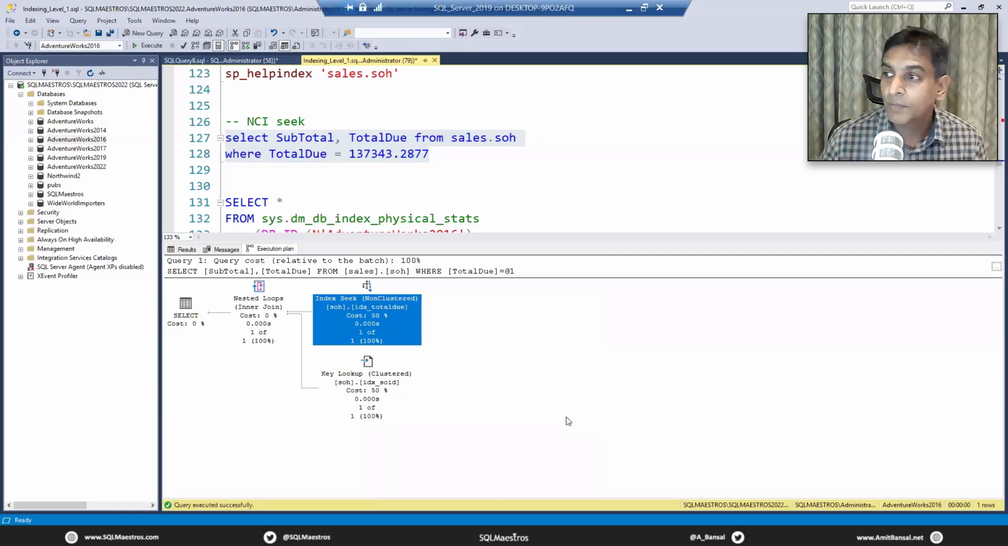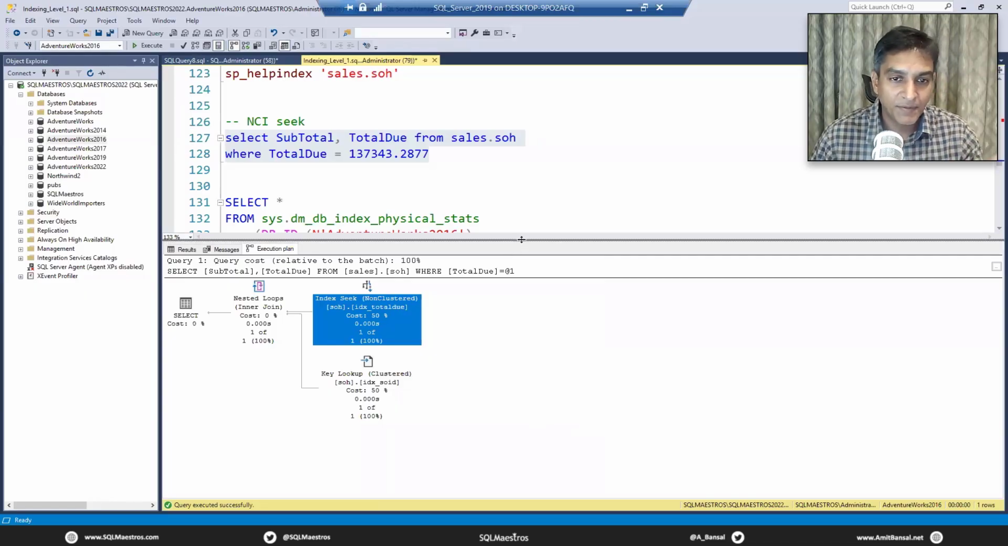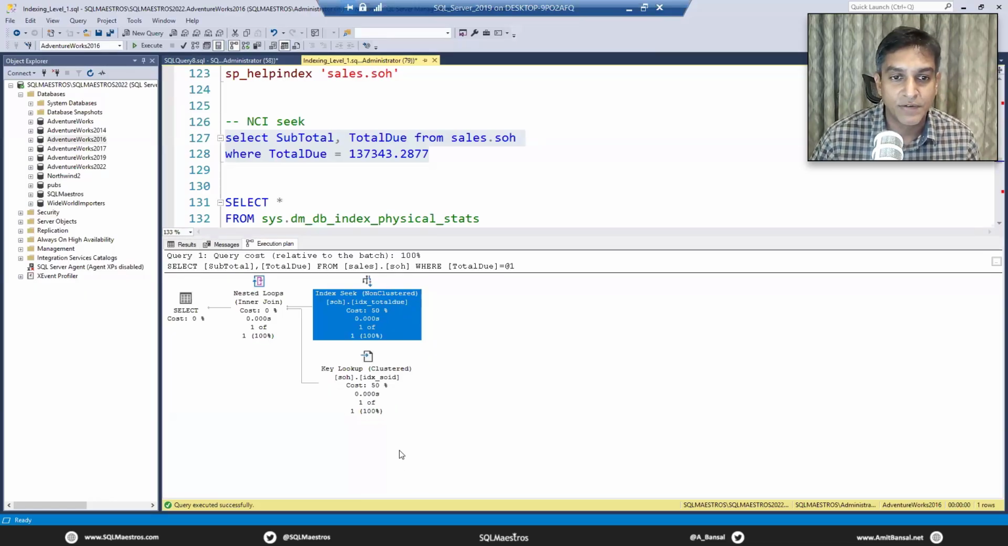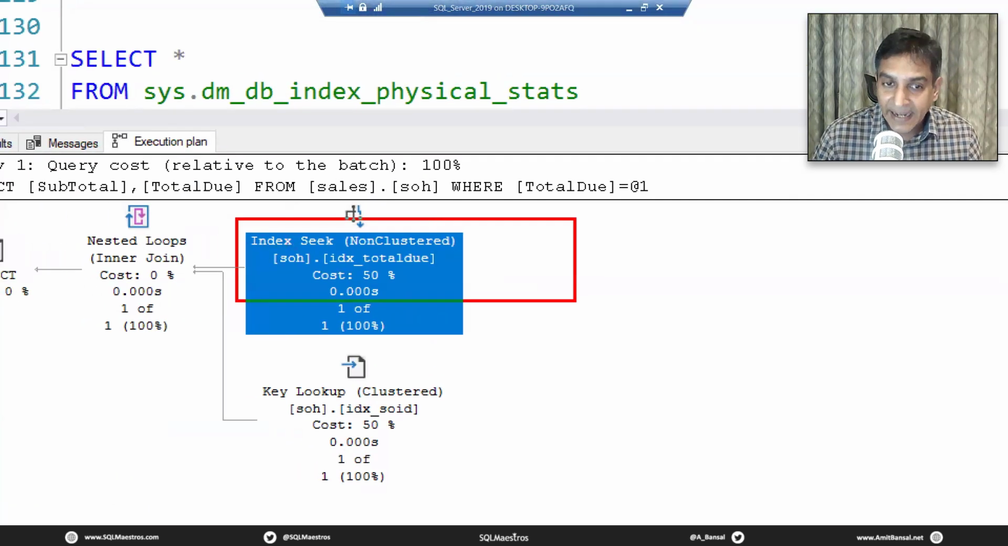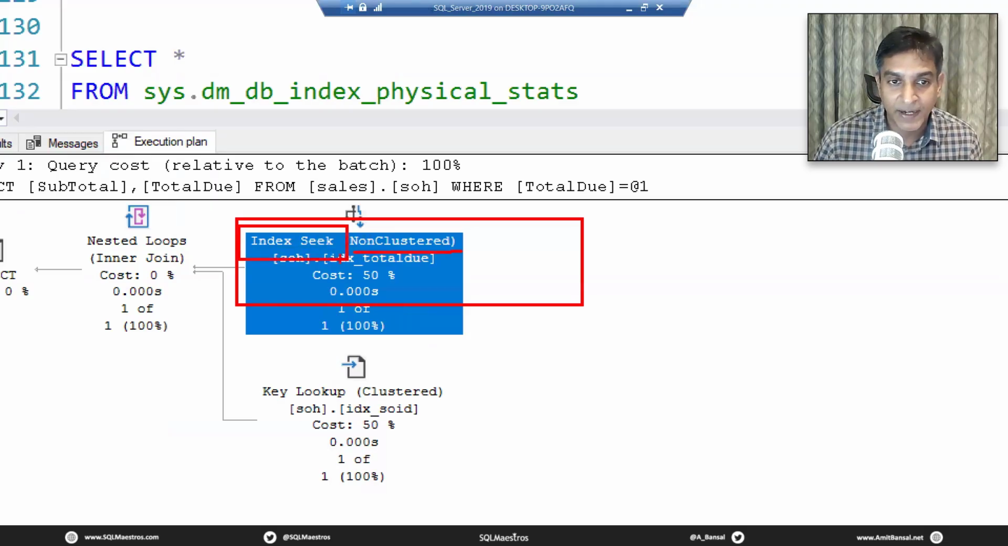I know there are people in the webinar today who have a lot of experience with SQL Server. So this is really a piece of cake for you. I know that. But just 3 to 4 minutes for people who are new to SQL Server. What you have in front of you is the execution plan, which is SQL Server telling you how the query was executed, right? The optimizer performed a seek operation on this index, IDX total due. This is a non-clustered index, and you can see we have an index seek operation. This is what you expected.